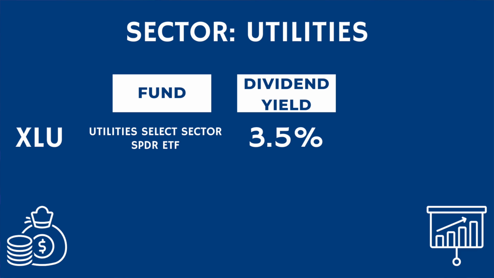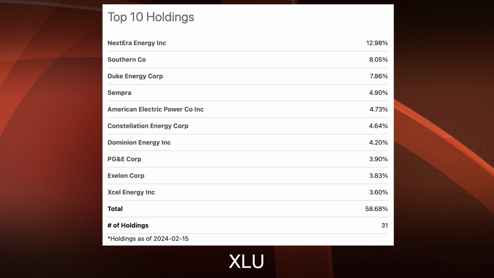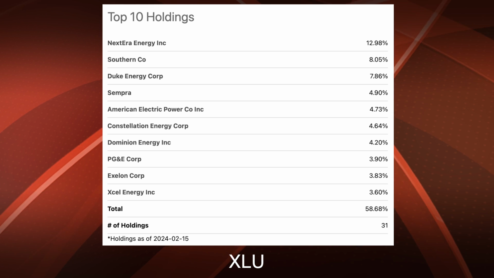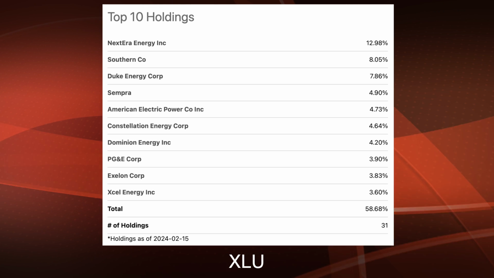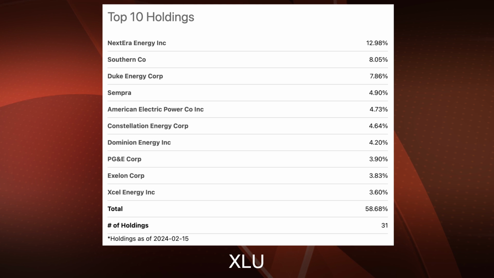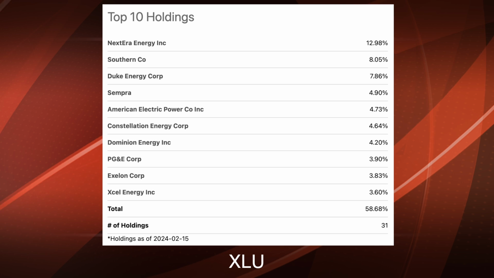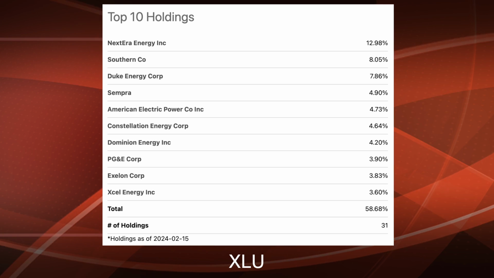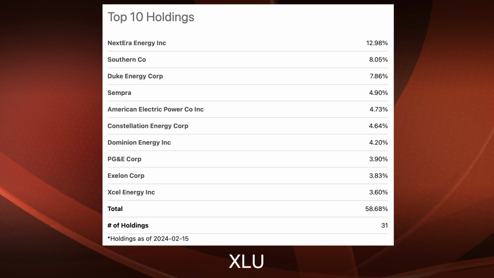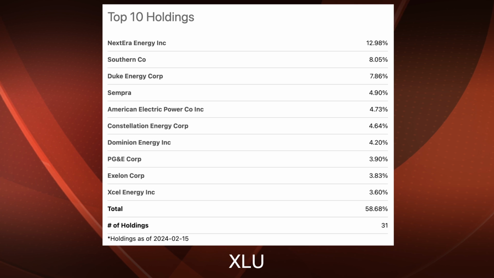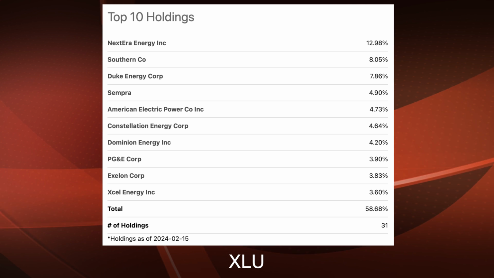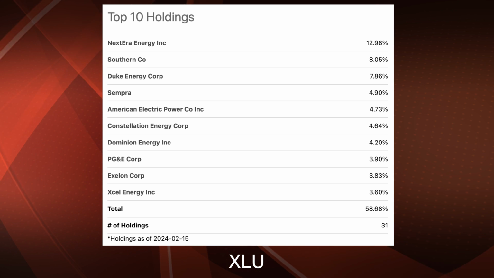Now let's take a look at the top holdings within XLU. It includes NextEra Energy, which is actually a position I hold and have been looking to increase my position in. It has a stable 13% exposure rate within XLU. It is then followed by Southern Company, Duke Energy, Sempra, and American Electric Power. In total, it has 31 total positions, with the top 10 accounting for nearly 60%.